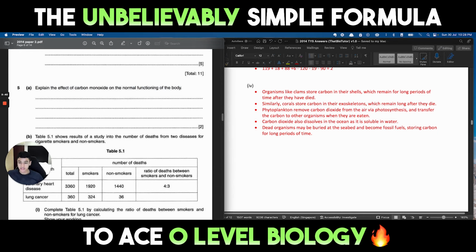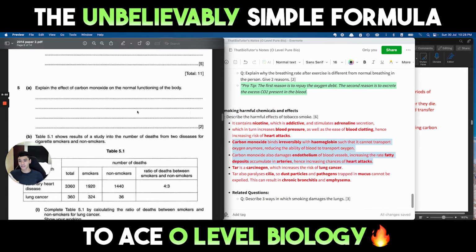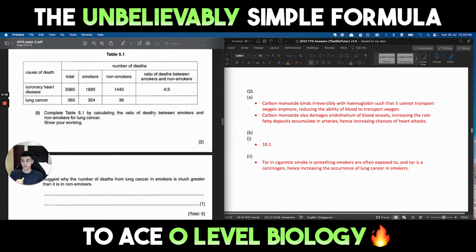Next, explain the effect of carbon monoxide on the normal functioning. What's the negative impact? This is respiration, cigarette smoke, topic 9. So let's go down to here, carbon monoxide. Look at this, 2 points, 2 marks. Ta-da, copy paste. Next, this one's a math question, which you will excel at.